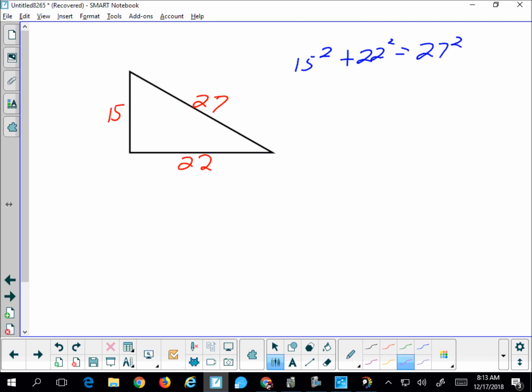All right, so again, what we're doing with this one is checking to see, is it right? Okay, so we're checking to see, is this a right triangle? So we still use Pythagorean theorem, because if it's a right triangle, then Pythagorean theorem will apply to these three numbers, to where a squared plus b squared should equal c squared.